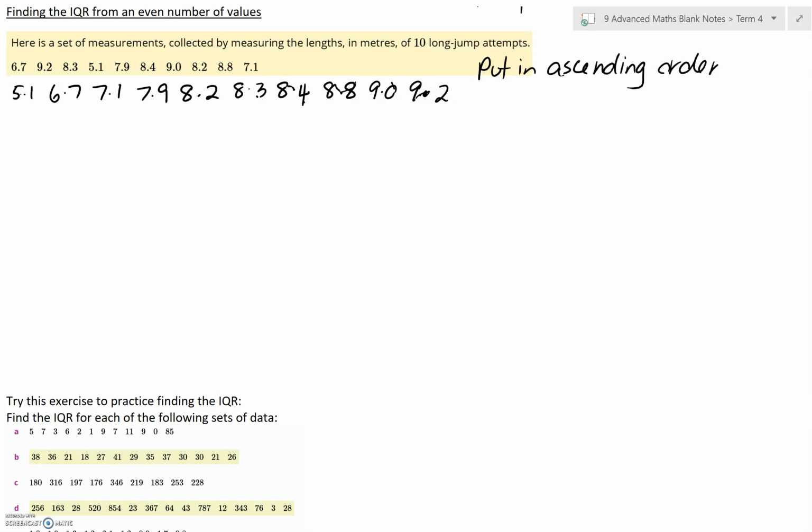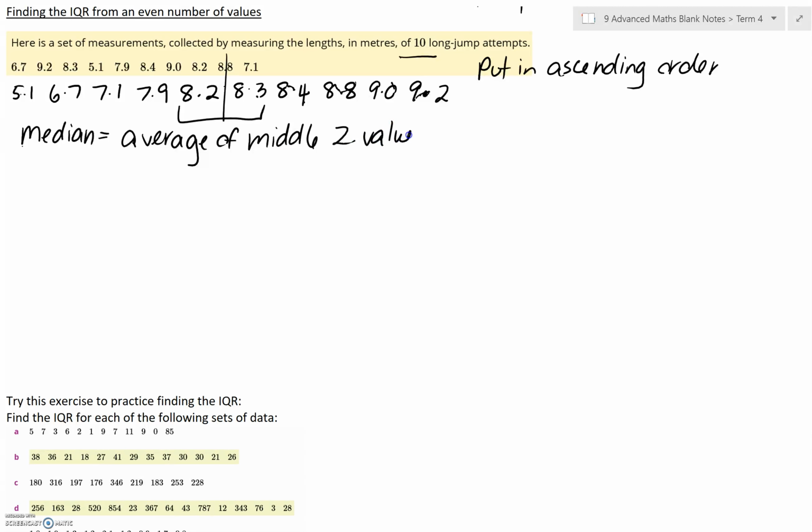9.2. Okay, now because we've got an even number of values, we can just divide it straight down the middle. We've got 10 values, so 5 in the lower half and 5 in the upper half. In this case, like we found before, the median is going to be the average of those middle two. So it's going to be the opposite this time as we found just above. It's the average of the middle two values, which is 8.2 plus 8.3 over 2, or in other words, 8.25 is our median.